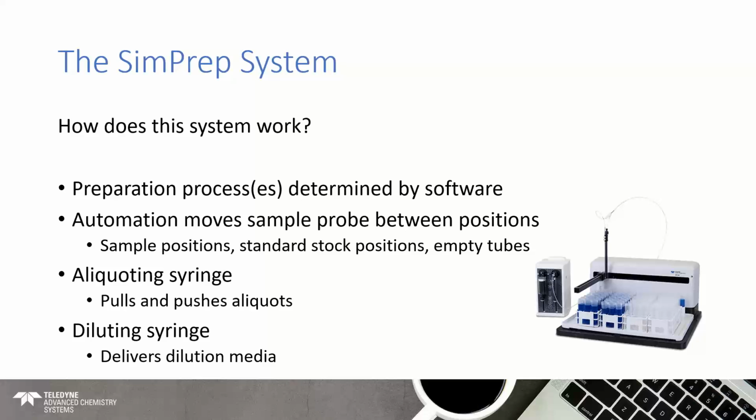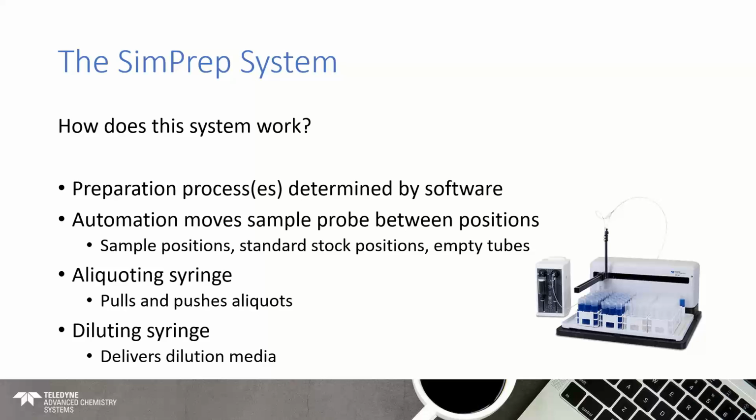Then we have our smaller syringe, as I mentioned, and that pulls and pushes the sample aliquots that we're interested in. So it could go to a sample position and pull up an aliquot of samples, say 500 microliters for the sake of argument. And then the automation can move to an empty sample tube and dispense that aliquot with another volume of dilution media behind it so that we get our dilution. So we're taking sample from one position, moving it to the next, and adding our other components to it.